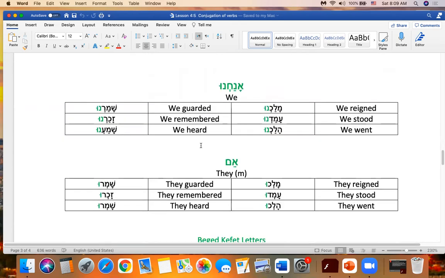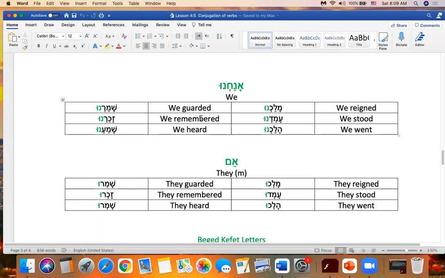Now let's go on to anachnu. So here again, at the end of anachnu is nu. And basically that's what you're going to add to the root of all the words. So reigned, malak, malachnu. Stood, amadnu. Went, halachnu. Guarded, shamarnu. Remembered, zacharnu. Heard, shamanu. So that's an easy one. And the ones that we've done so far are probably the ones that are most used.